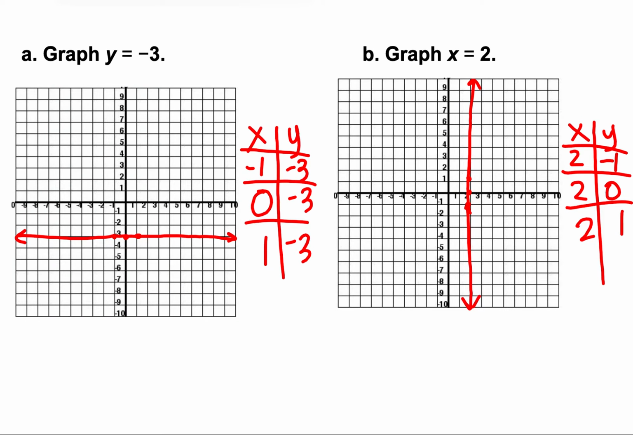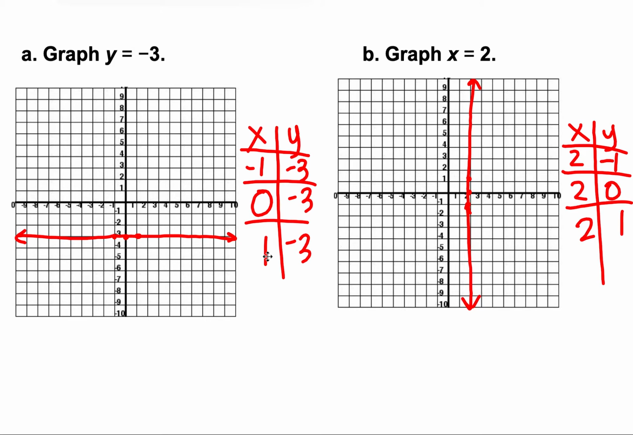So let's take a look at 2 graphs that give us horizontal and vertical lines. So for A, it says y equals -3. They didn't give us any points for x. They didn't tell us anything about the value for x, and that's because for this equation, the value of x doesn't matter. It's just that y equals -3. So I can pick any values that I want for x. I chose -1, 0, and 1.